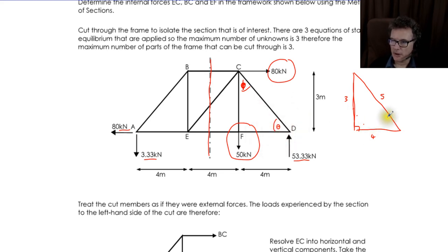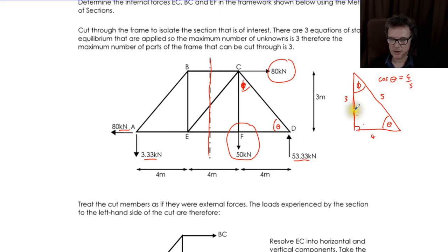So we can then write this on this triangle here, and we know how we're going to start resolving the forces. So we can see that cos phi is going to be the adjacent, so that's the 3 over the 5, and the cos theta is going to be the 4 over the 5.